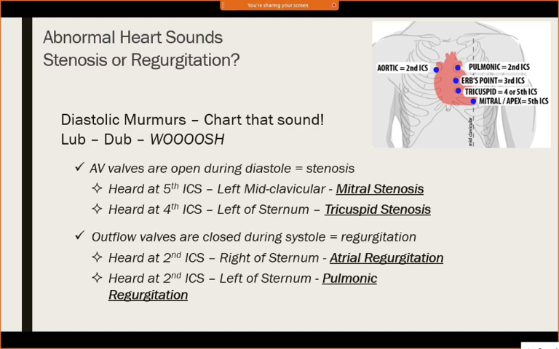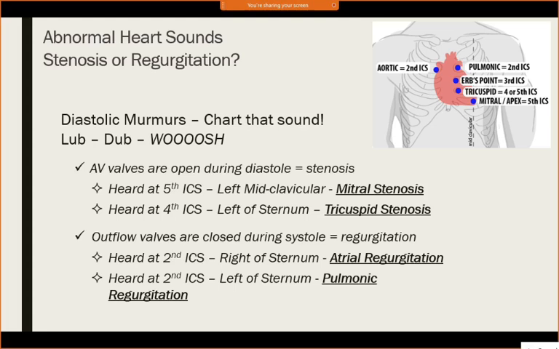Diastolic murmurs, here are their names. For diastolic murmurs, the AV valves are supposed to be open. So if you're hearing the murmur in diastole over a valve that's supposed to be open, it's a stenosis. And if you hear it over the outflow valve, which is supposed to be closed, it's regurgitation.